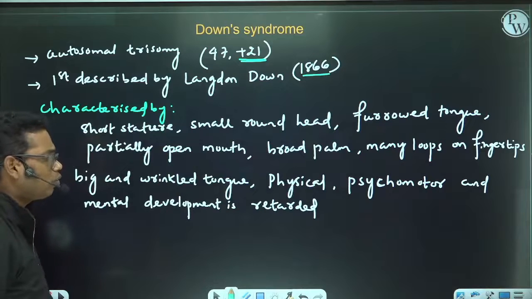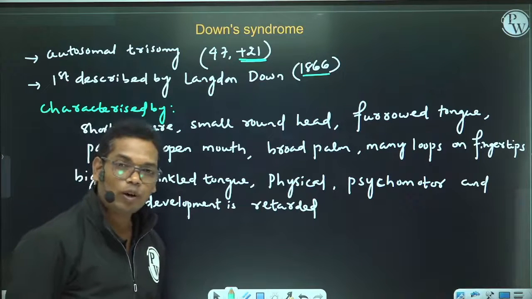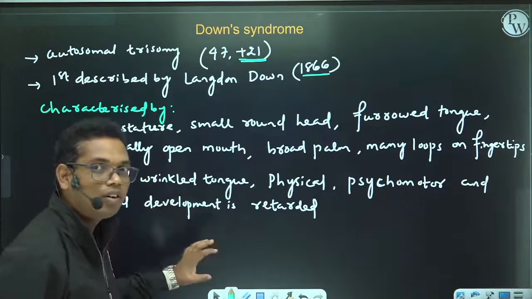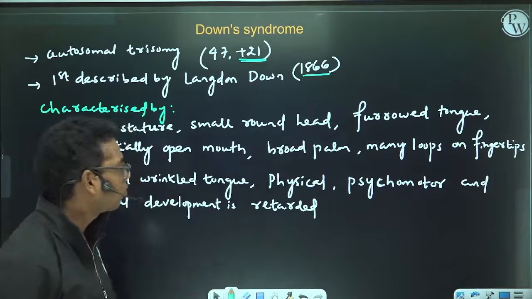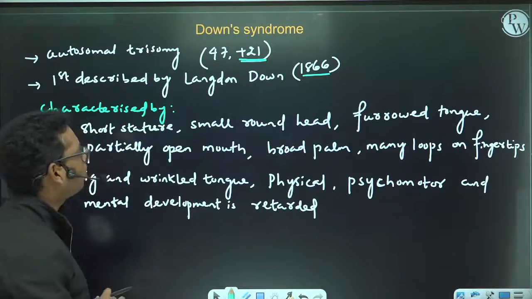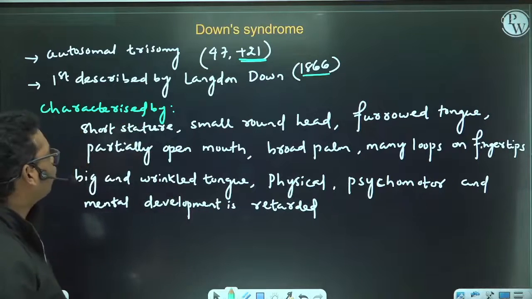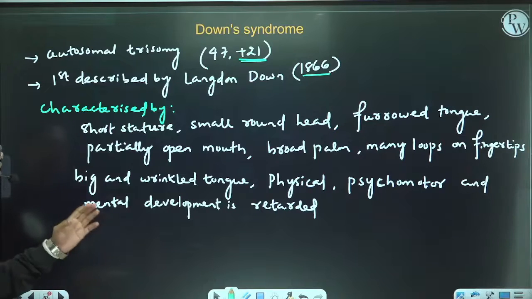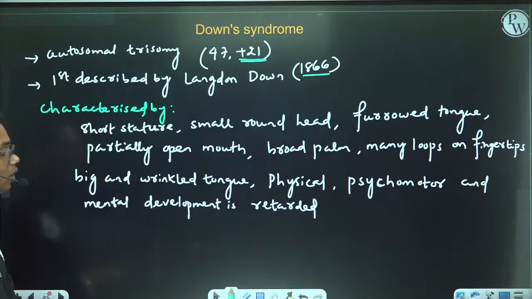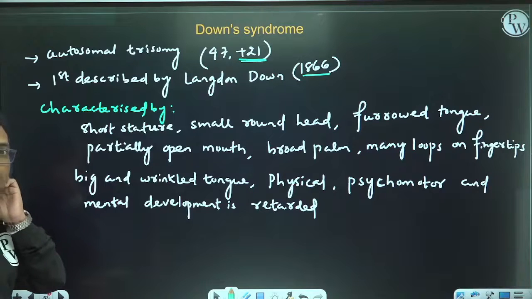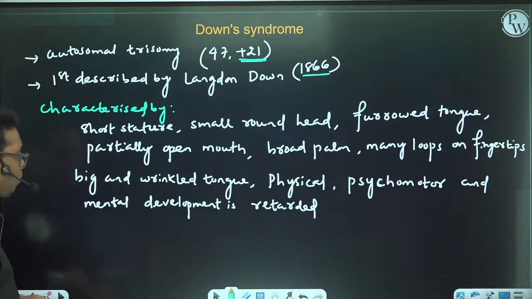And I have told you just before some time that aneuploidy is due to non-disjunction of chromosome. That is why this Down syndrome is due to non-disjunction of chromosome number 21. This person will have short stature, that means short height, small round head, furrowed tongue, partially open mouth, broad palm, many loops on the fingertips, big and wrinkled tongue, and physical, psychomotor and mental development is retarded. So these are the characteristic features of the individual suffering from Down syndrome.